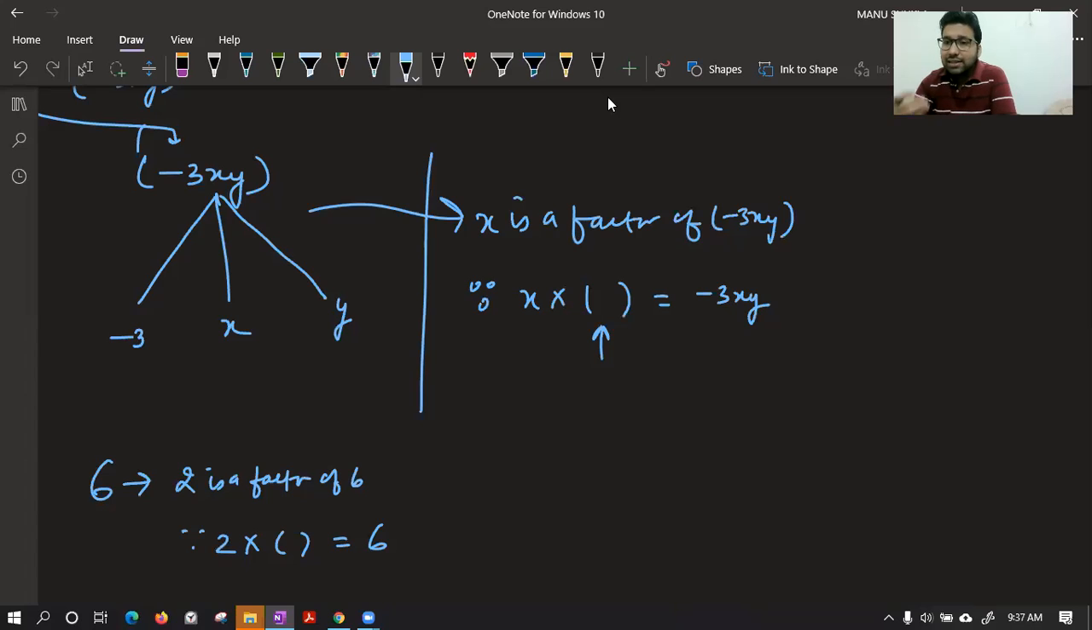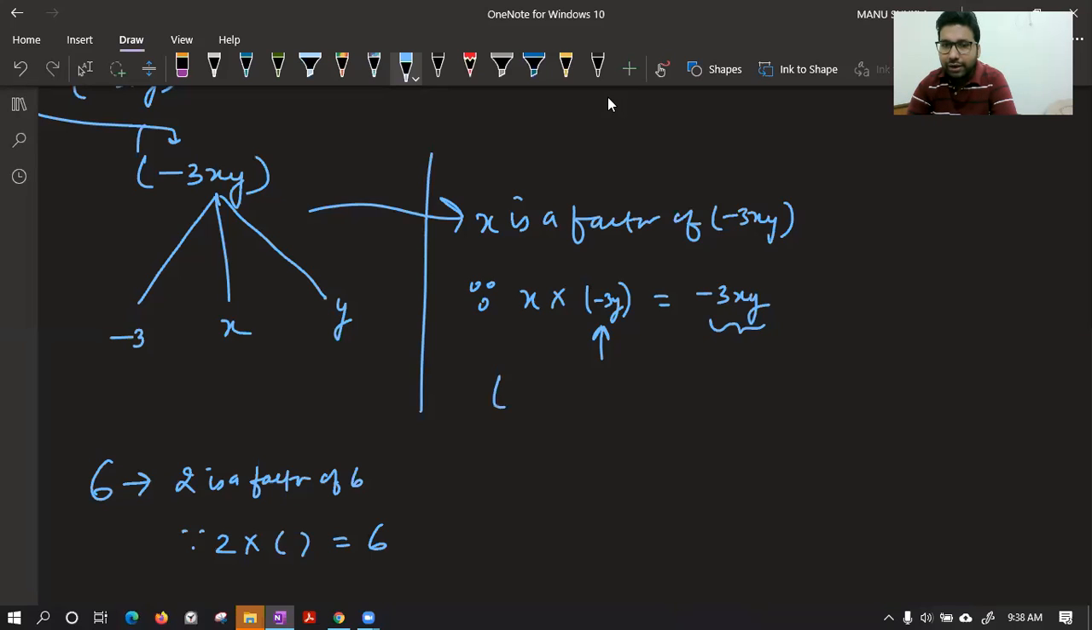Yes. What should we multiply with x so that we get this term back? Please tell me. We should multiply minus 3y. If I multiply minus 3y with x, I will get the term back. So we can say x is a factor of this number.